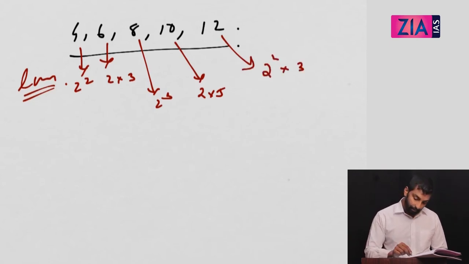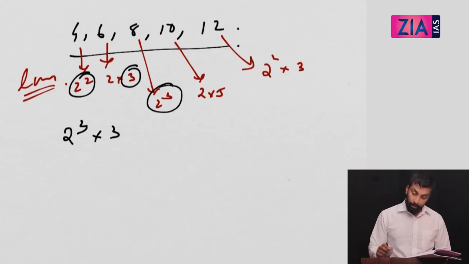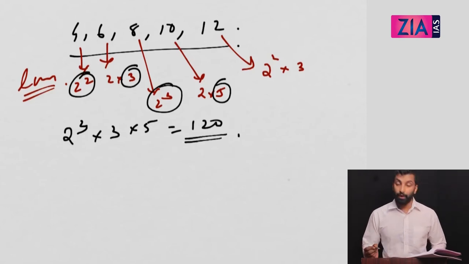So what is your LCM? You will take 2 square from here. Okay, you have a 2 cube here, so you take 2 cube. Then you have a 3 here, so you'll take one 3. Then you have a 5 here, so you'll take one 5. So this is actually 120. So 120 is the LCM.